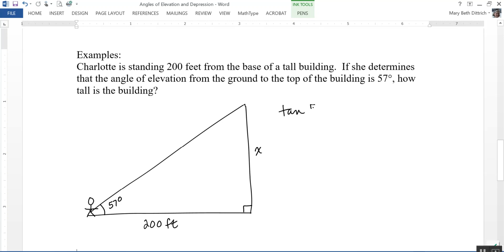So I can say the tangent of 57 is equal to the opposite, which is X, over the adjacent, which is 200. Now, solving that for X, I'll multiply both sides by 200. So X is equal to 200 times the tangent of 57. Here I grab my calculator, making sure I'm in degree mode, and enter 200 times the tangent of 57, and that gives me that X is approximately 308 feet. So the height of the building is approximately 308 feet.